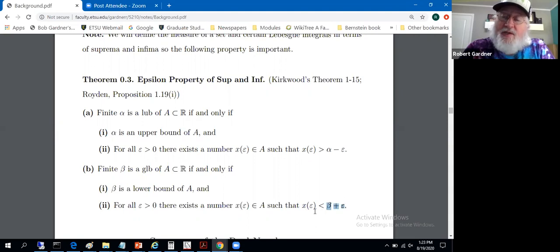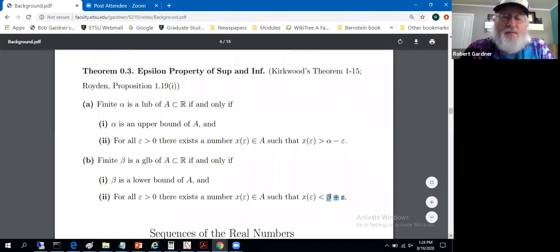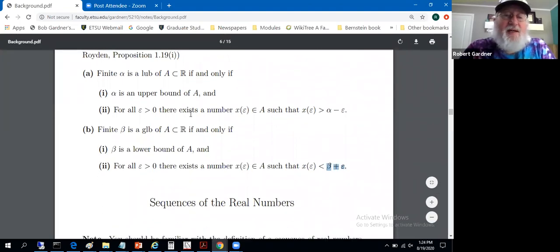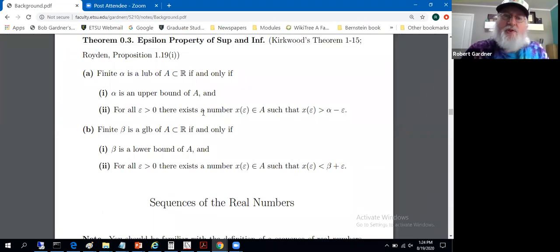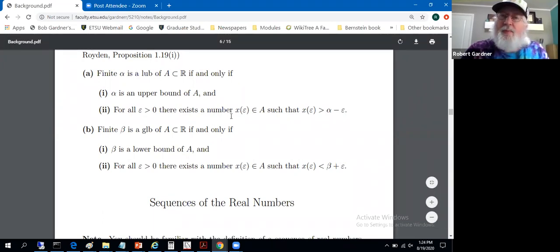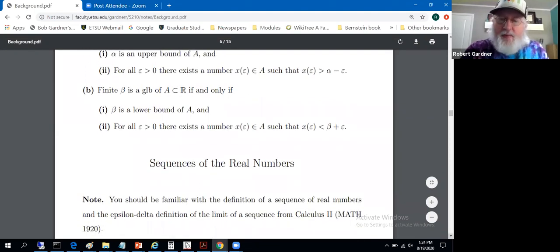Beta plus epsilon is no longer a lower bound of the set. Beta plus epsilon is not. So it's simply an idea of taking the least and expressing it in terms of some epsilon stuff, and taking the greatest and expressing it in terms of some epsilon stuff. This is one of the most important things when we get to defining the Lebesgue integration from your past that we'll use pretty often. And I'll refer back to it when we do.